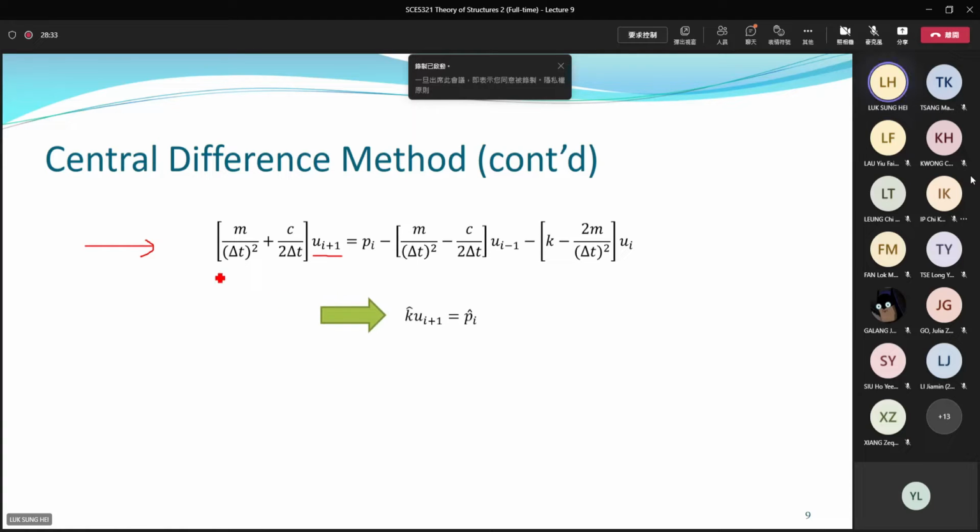Say, for example, I group the coefficient before u_i+1 into a term called k with a hat on top, k hat. And then we group all the things on the right-hand side into another coefficient p with a hat on top, p hat. I'm just grouping these terms together to make the equation look slightly simpler. So you can see that u_i+1 is equal to p hat over k hat.